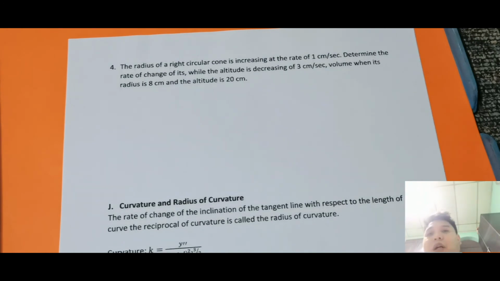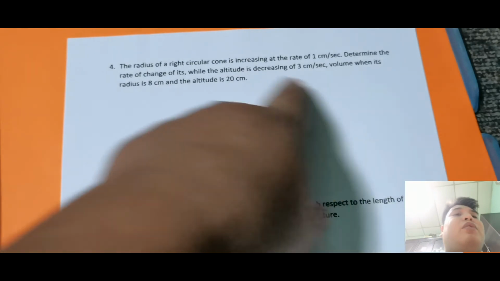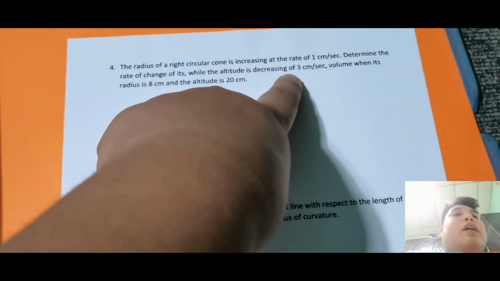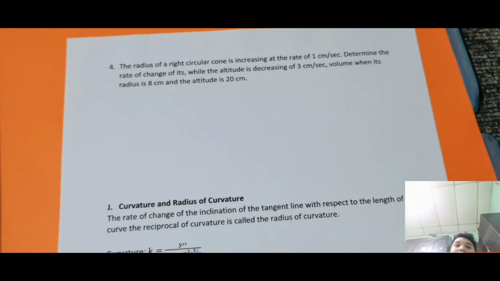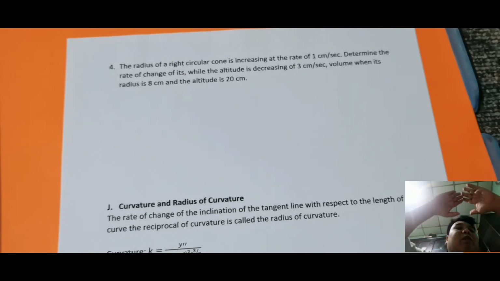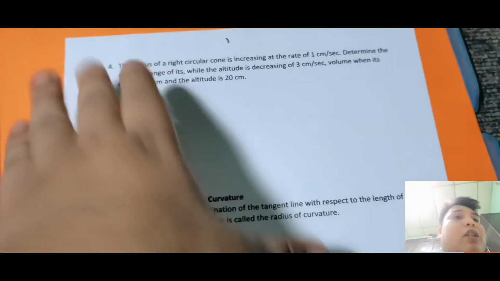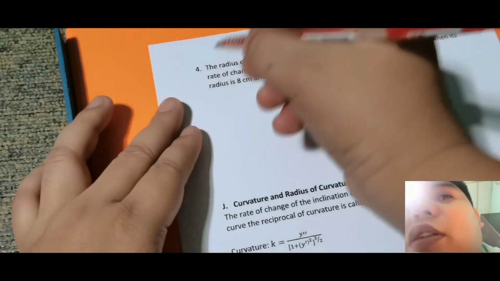Okay, so for number 4, a right circular cone has a radius that is increasing at the rate of 1 cm per second. Determine the rate of change of its volume while the altitude is decreasing. So habang lumalaki yung ating cone, lumalaki yung radius, lumalaki yung area, pero bumababa yung taas. Ito ay instant, wag niyo isipin na parang lumalaki lang siya. Literal, pag binababa ko yung altitude, binababa ko yung pinakataas niya, lumalaki naman, pumapalat yung area niya. Okay, so assuming natin ito yung right circular cone.